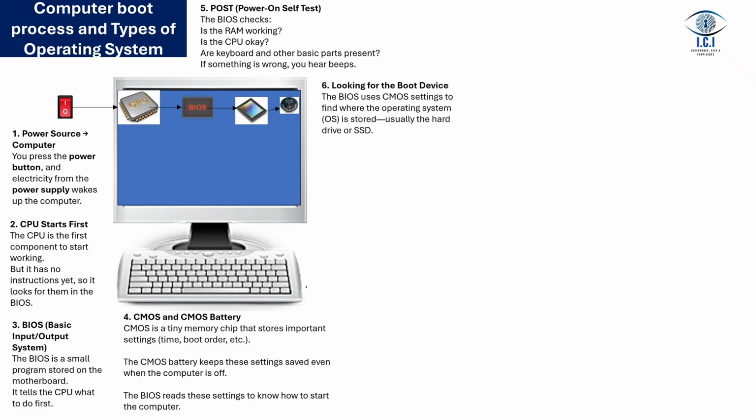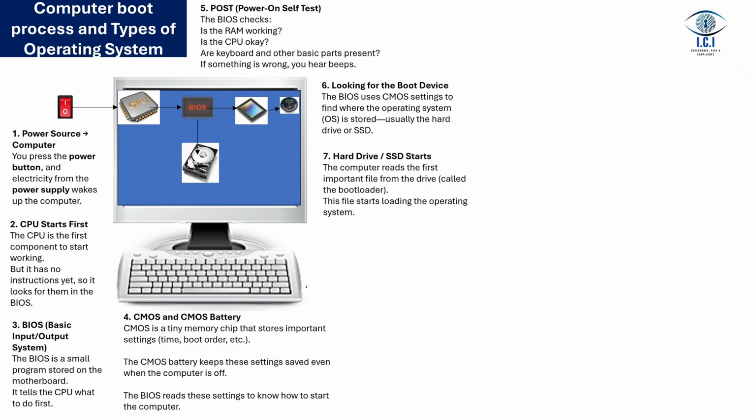So what happens next? Your BIOS then uses the CMOS settings to find where the operating system is stored. Usually your operating system is stored on your hard drive, either your hard disk drive or your solid state drive. And then the computer reads the first important file from that drive. The process of reading those important files is called the bootloader. Now these files start loading the operating system.